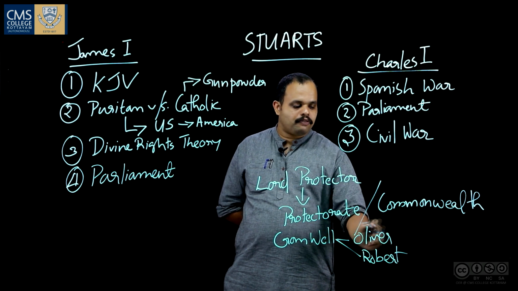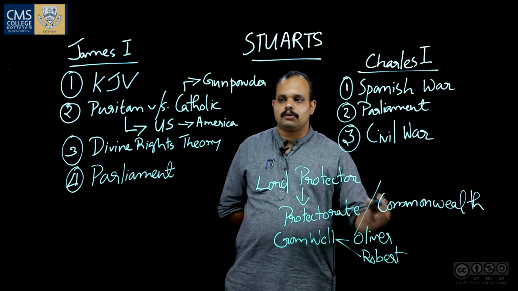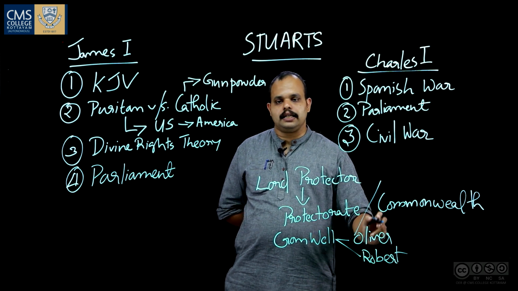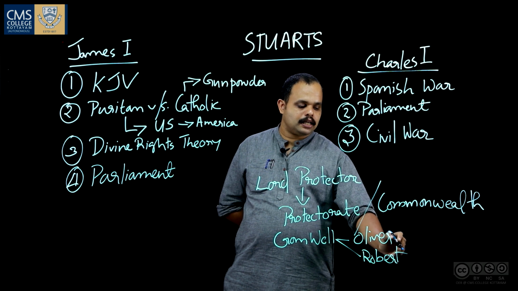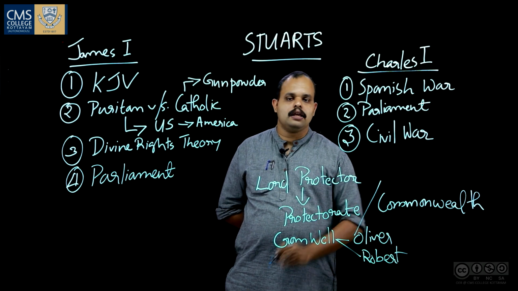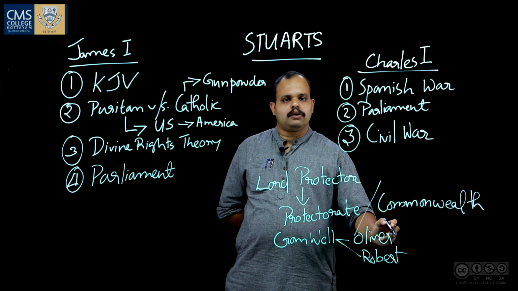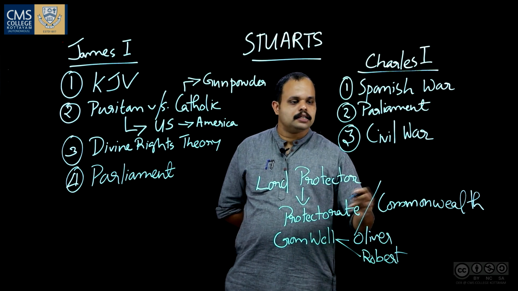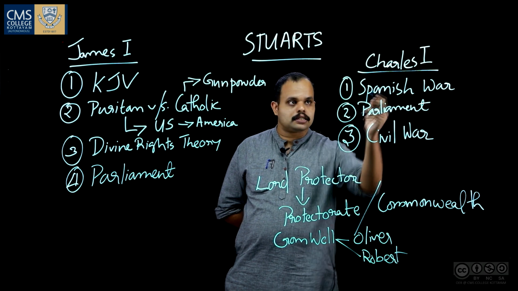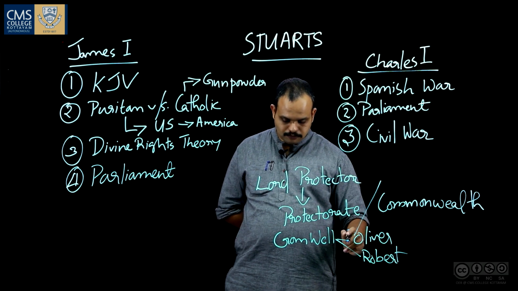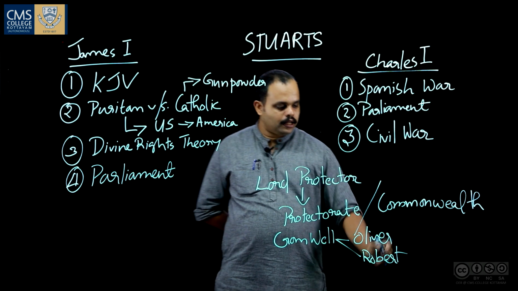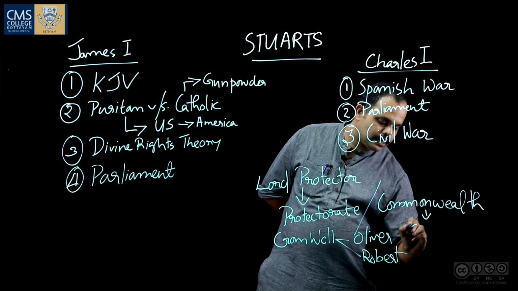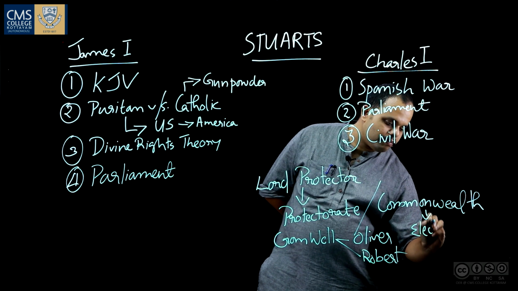Now, Oliver Cromwell was the ruler of England for 10 years. And when he died, the heirship passed to his son, Robert. But Robert was a weak ruler, and the people called back Charles II, the son of Charles I. Now, the most important thing you can see is that the Parliament is functioning in an elected manner.